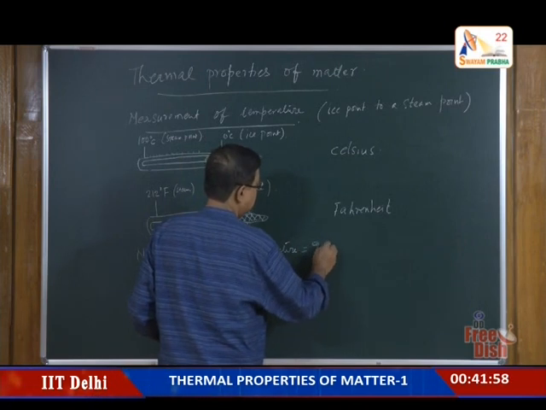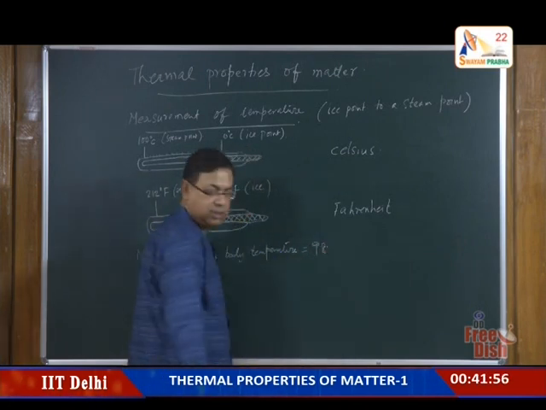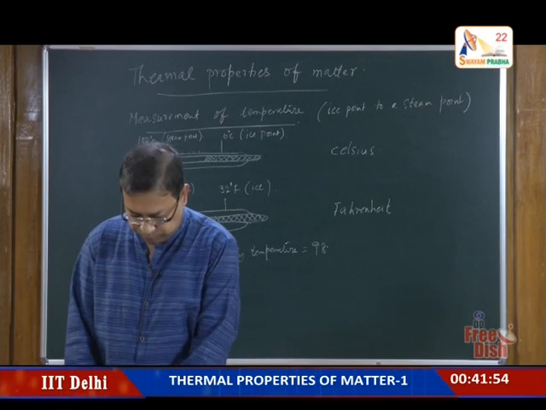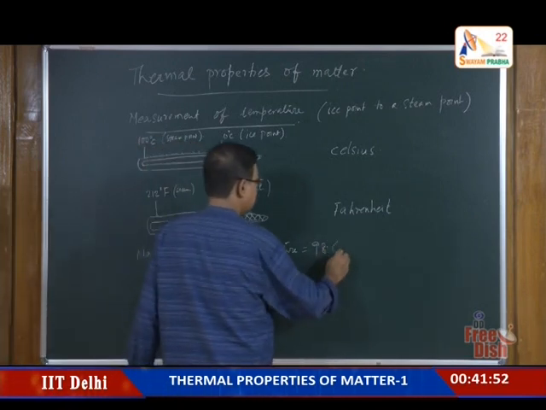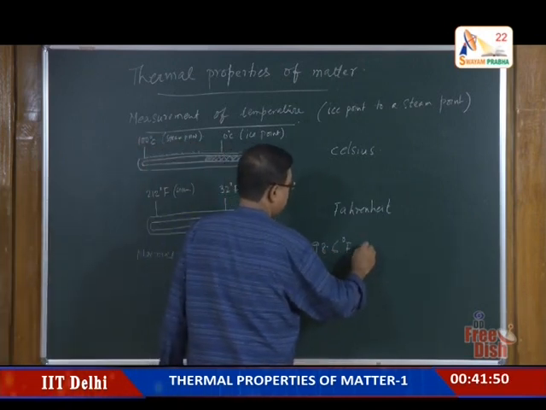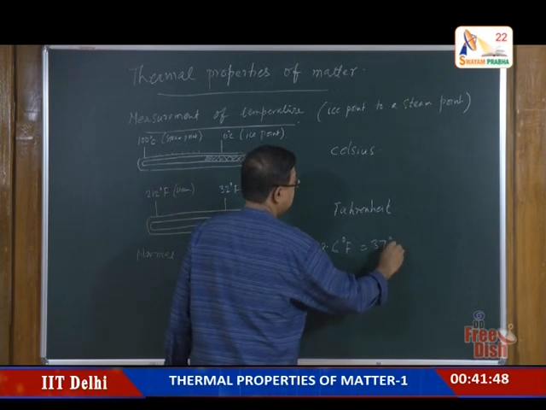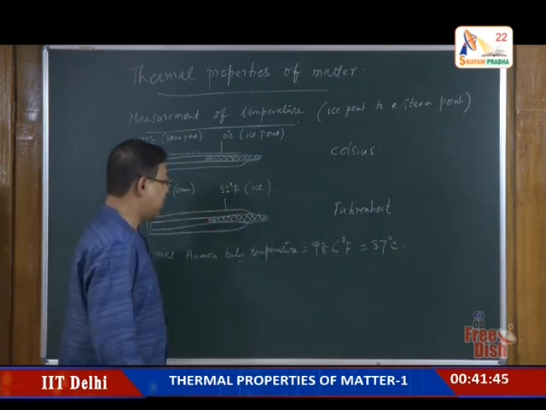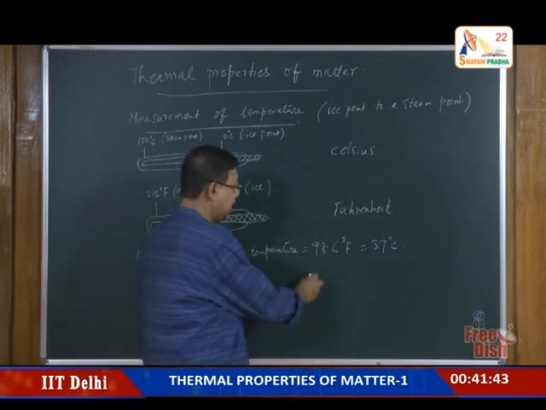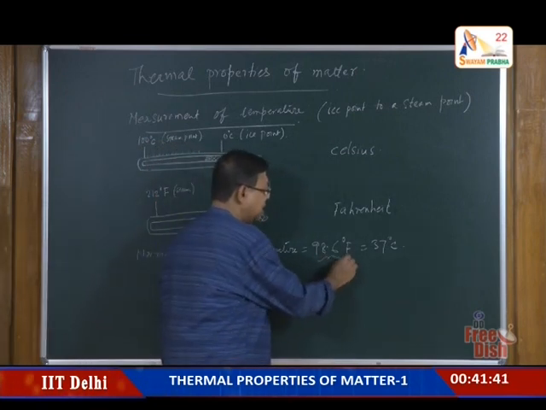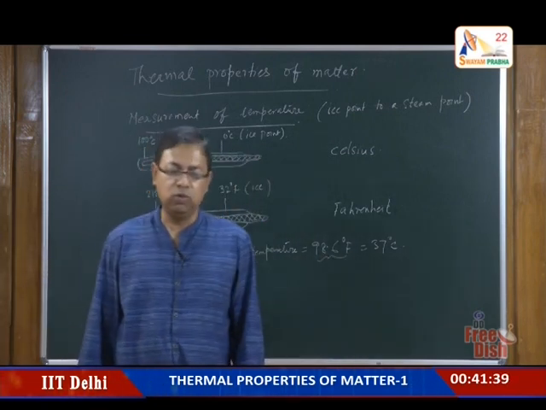Okay, so normal human body temperature is 98.6 Fahrenheit, equal to 37 degrees centigrade. But mostly, as I told you, medically this is quoted all over the world.